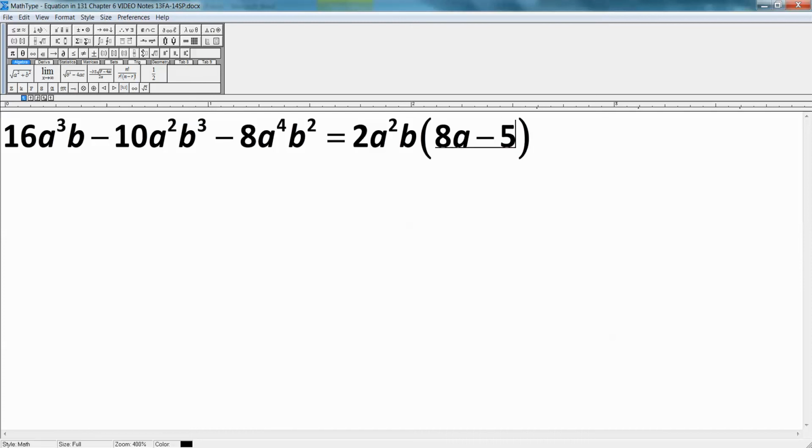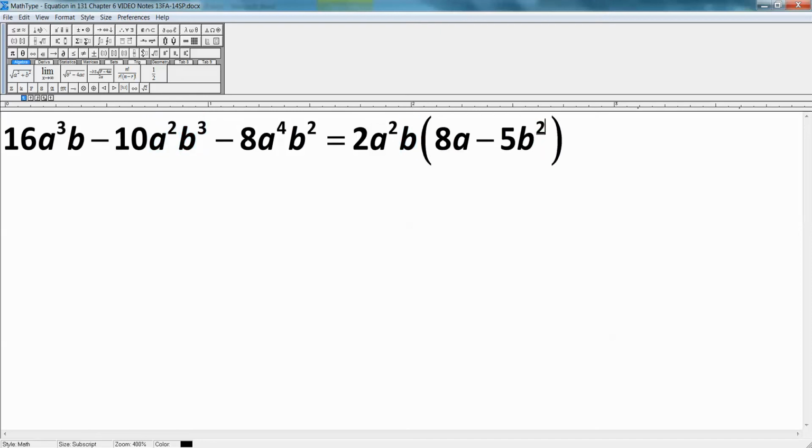Minus 5a, because there were 2, or no, not a, minus 5. There a squared was right here, and I divided it out and put it in front. So now there's no a squared left. There's no a left. I took them all away. And then there was b cubed. I took 1b away, so that means b squared is right here.